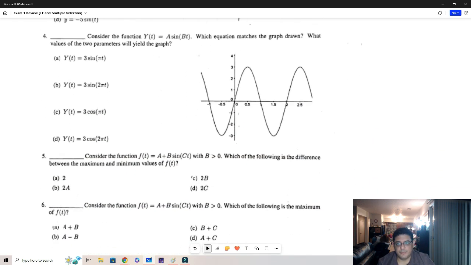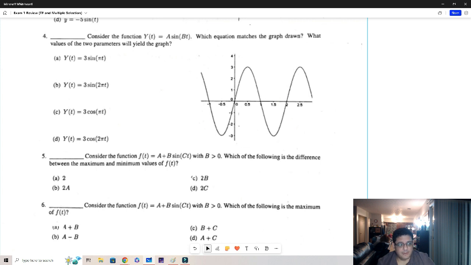Now question 4, it gives me the function y of t equals A sine of Bt. So we want to know which equation matches the graph that we have over here, and what are the two parameter values that the graph is going to yield. So we have 3 sine of pi t, 3 sine of 2 pi t, 3 cosine of pi t, and 3 cosine of 2 pi t.